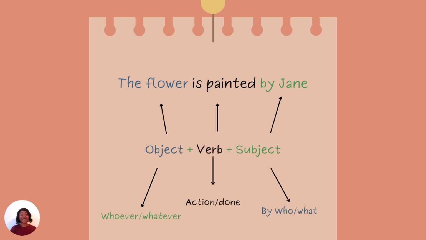Perfect. So the correct passive sentence structure is the flower is painted by Jane. The flower is the object. It is having an action done to it, is painted by someone, by Jane. So the active sentence would be Jane paints the flower. The passive sentence is the flower is painted by Jane.